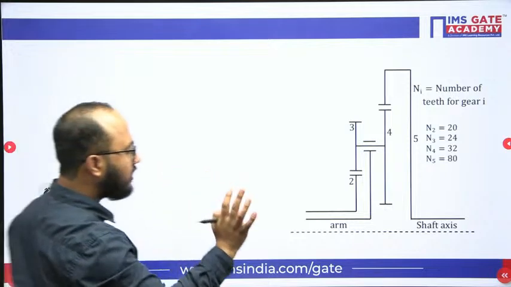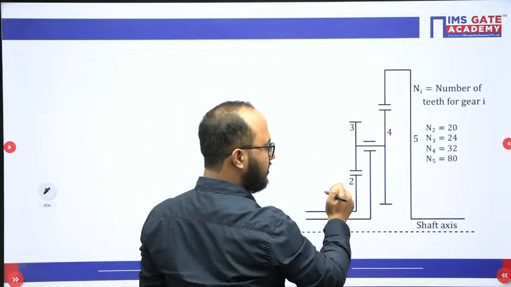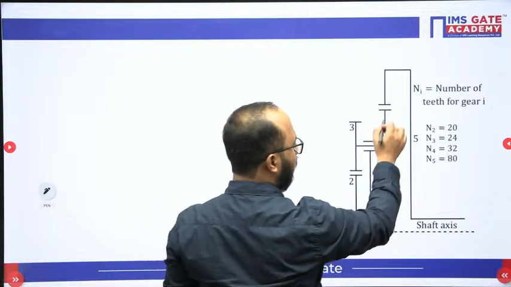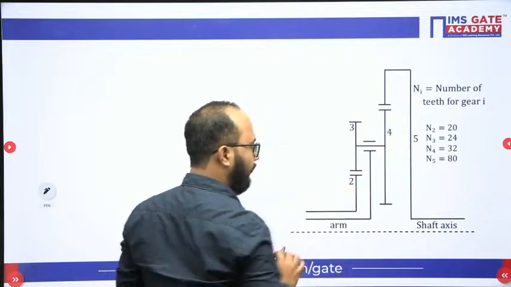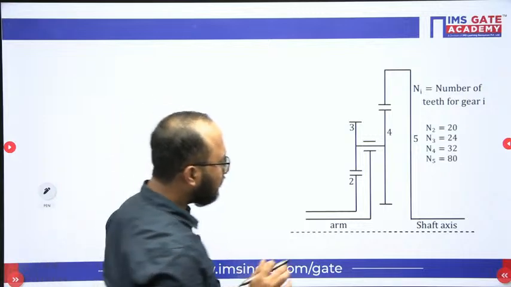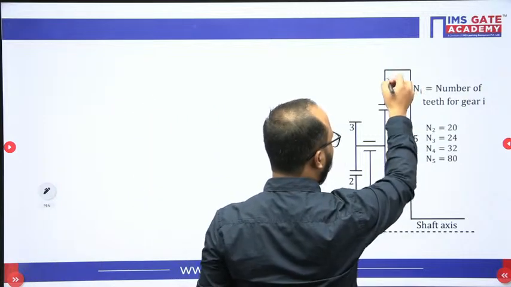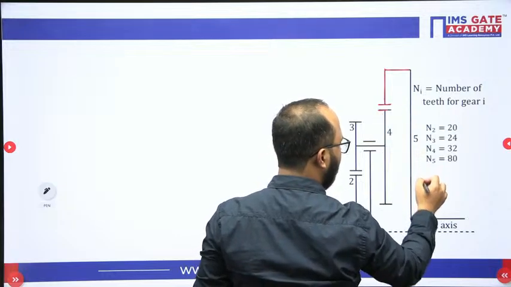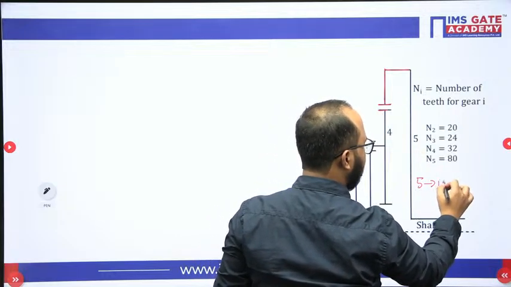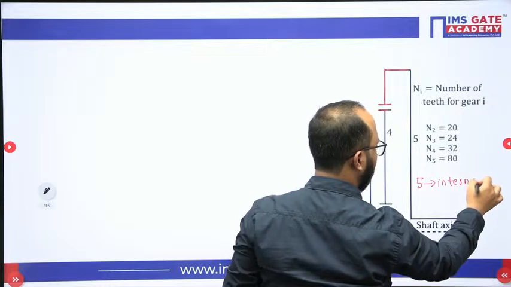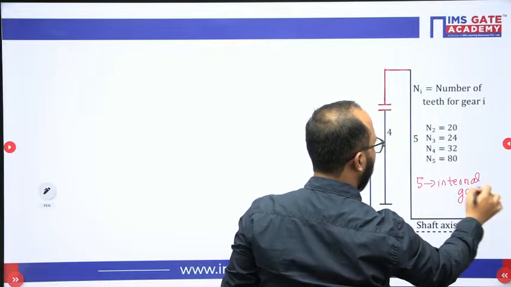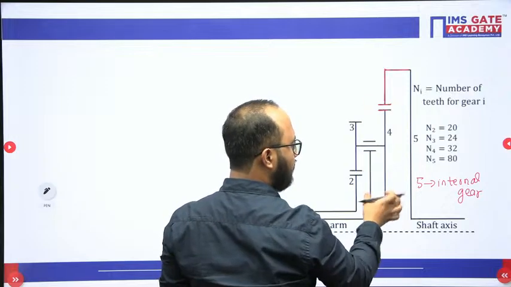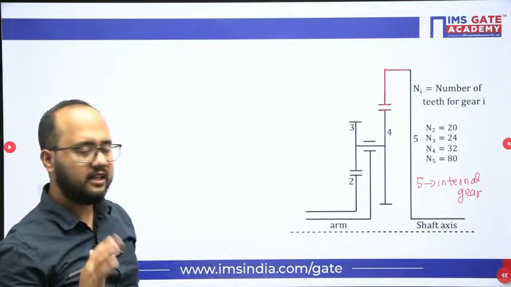First of all, you need to understand the gearing, how the gears are meshing. Gear 3 and gear 2 are meshing. 4 and 5 are meshing, fine, no issue. If you see gear 5, the teeth have been cut inside, so that is the internal gear. 5 is our internal gear, that is one thing you should understand. So 5 is meshing with 4. 4 is our external gear, because the line diagram is for an external gear.